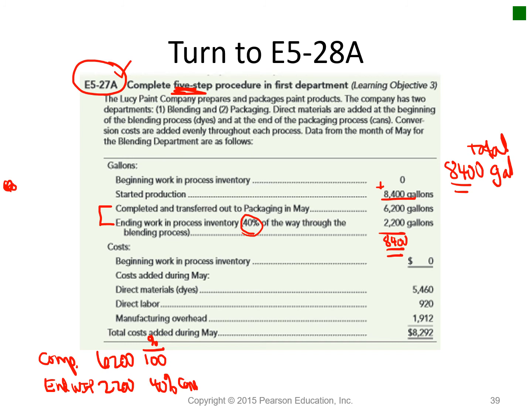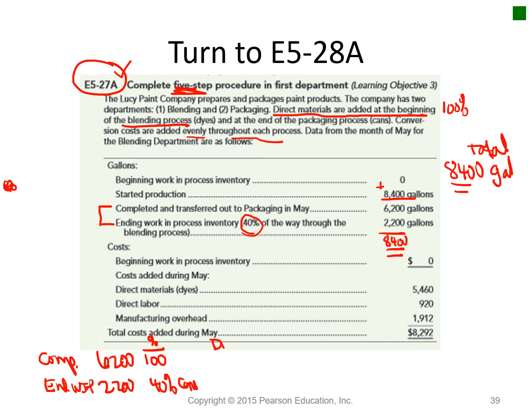Now, if you go back up into the problem, I'm going to reference this. Wherever it says direct materials are added at the beginning of the processing and at the end of the packaging process, it says conversion costs are added evenly throughout each process. That's going to be a key, because whenever you have to do equivalent units for one department, that's going to help you get the percent complete for each material or each component. And in this case, because this is for blending, if materials are added at the beginning, that means 100% complete in the blending department.